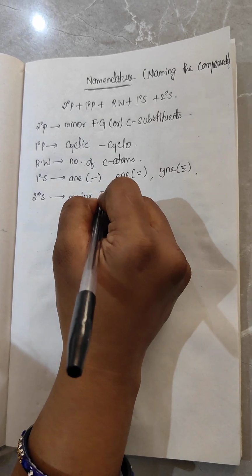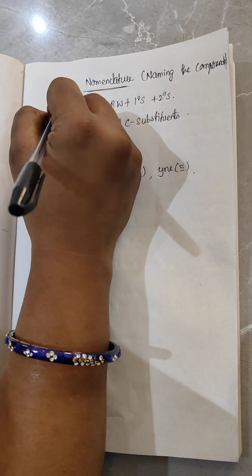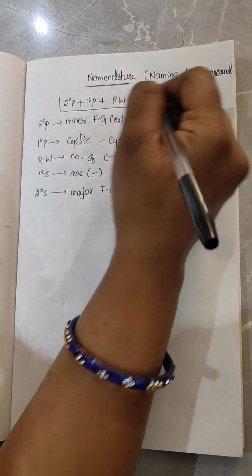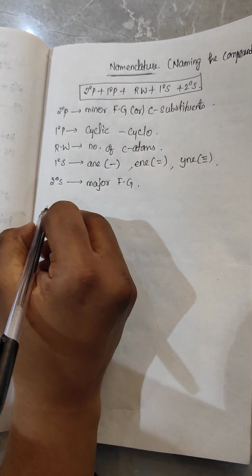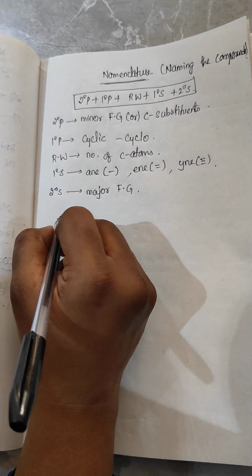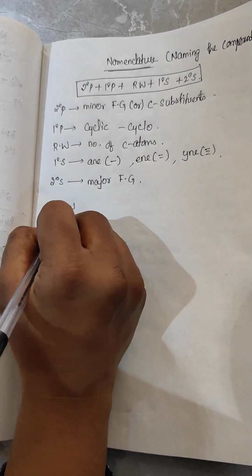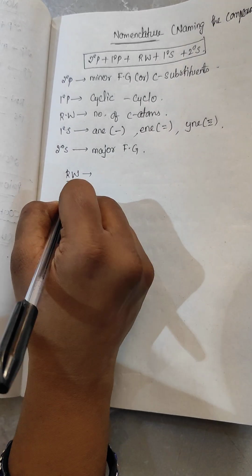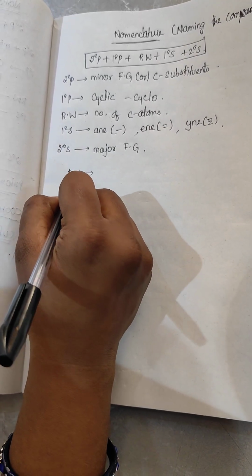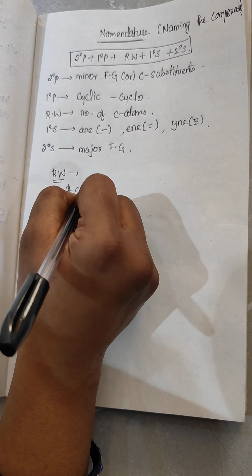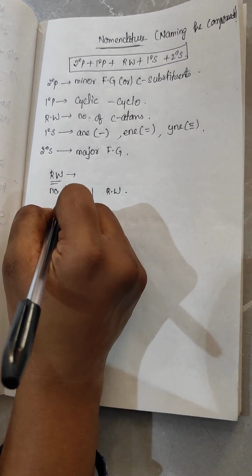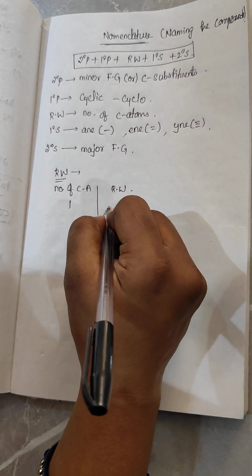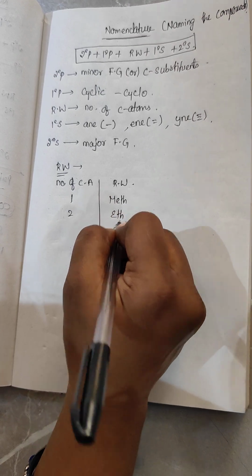So first and foremost, we are supposed to follow the particular formula, that is secondary prefix plus primary prefix plus root word plus primary suffix plus secondary suffix. And here the root word will explain to us the number of carbon atoms. If the number of carbon atoms is 1, then the root word will be meth. If it is 2 carbons, then it is known as eth.